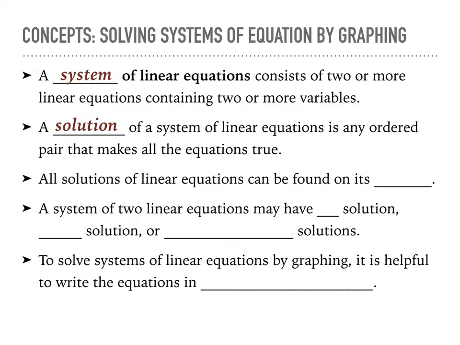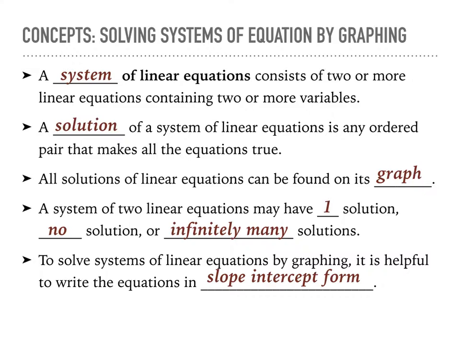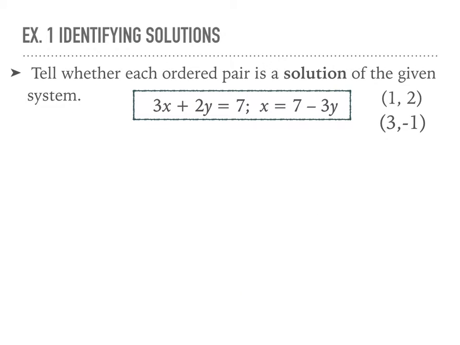All solutions of linear equations can be found on its graph. A system of two linear equations may have one solution, no solution, or infinitely many solutions. To solve a system of linear equations by graphing, it is helpful to write the equations in slope-intercept form. We'll take a look at our first example, and we'll use technology to solve this problem.